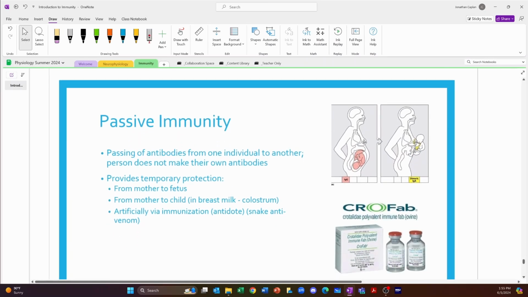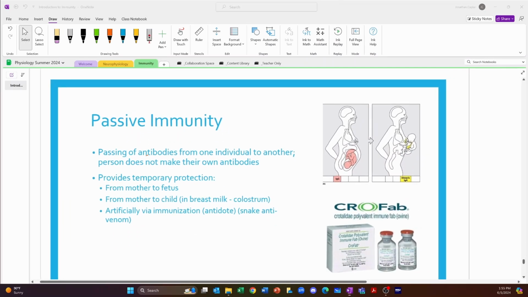Passive immunity is giving antibodies from one individual to another. This is breast milk. The baby doesn't make IgA on its own, but the mother can, and it's in the breast milk. Mother to fetus also, while the fetus is developing, antibodies do get into them from the mother. And you have it artificially with antidotes, like snake antivenom.